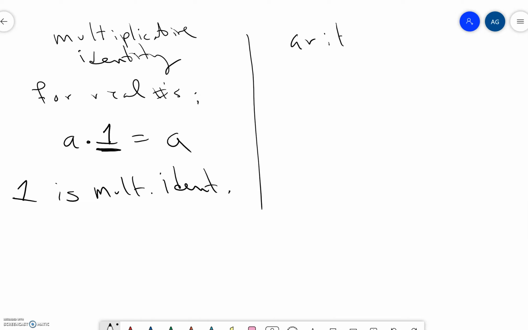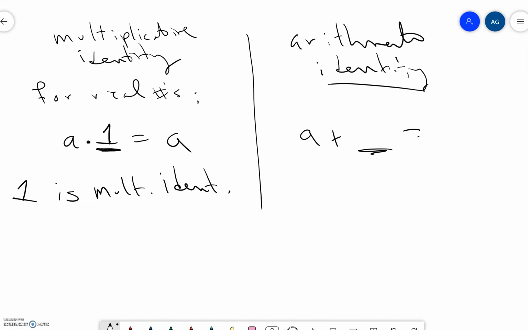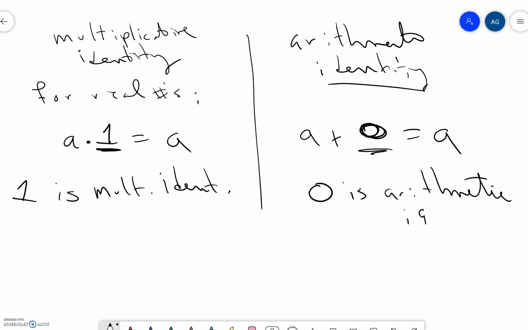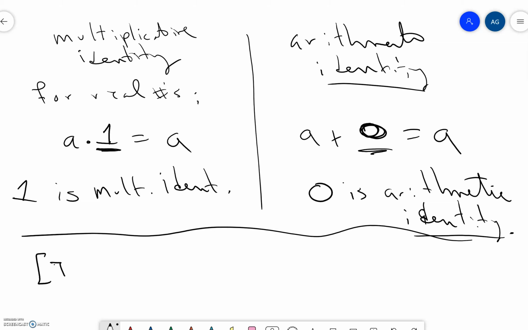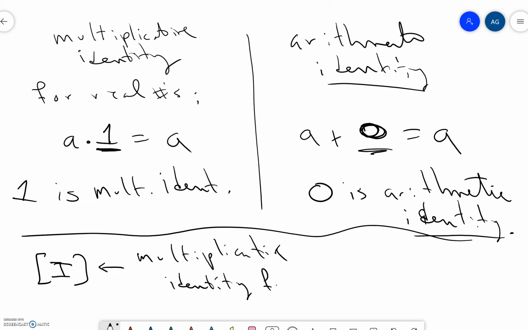The arithmetic identity, what is that? Well, that's when you add something to a number and it remains unchanged. And we all know that one too. It's 0. So 0 is the arithmetic identity. Okay, so that should give you an idea of what the matrix identity is. So the matrix identity I, it is the multiplicative identity for matrices.